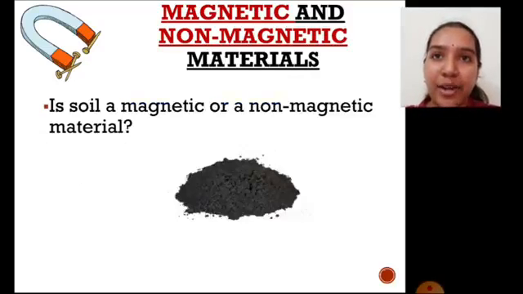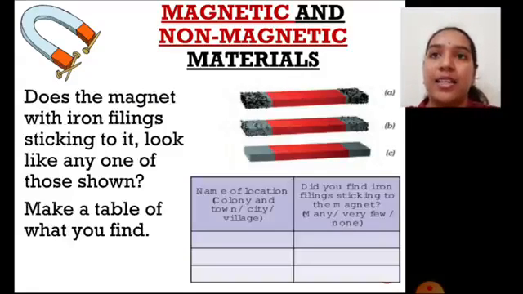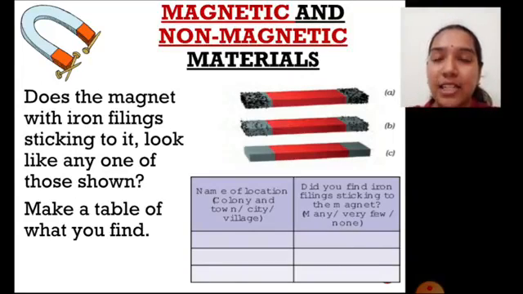We then tried to find out whether soil is a magnetic material or a non-magnetic material. On performing an activity, we observed that soil alone is not a magnetic material, but it has a mixture of magnetic and non-magnetic materials. When a magnet is rolled on soil, a few materials got separated from the soil and got stuck to the magnet, as these are magnetic materials.